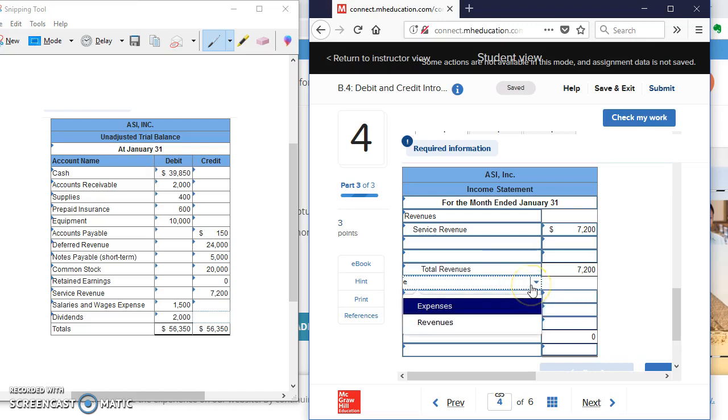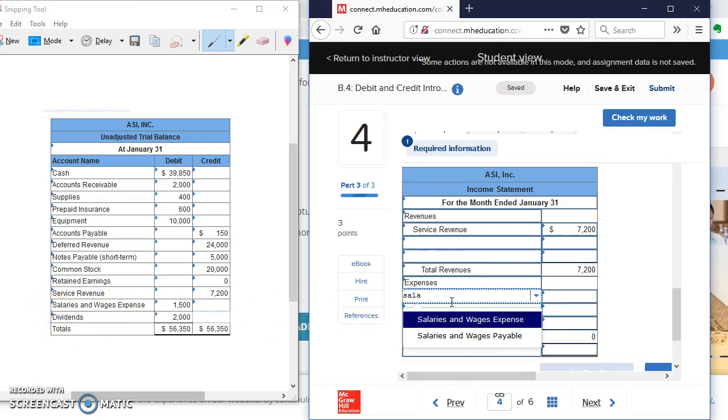Next section on the income statement: net income is revenue minus expenses. So the next section will be expenses. Look for your expenses in your trial balance. I only have one of them. That's my salaries and wage expense for $1,500. No other expenses. If you did, you would list them down here. I got a subtotal. That 1,500 subtotal is going to be my total expenses.